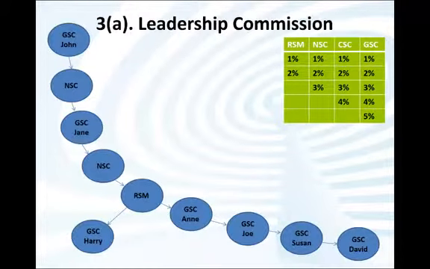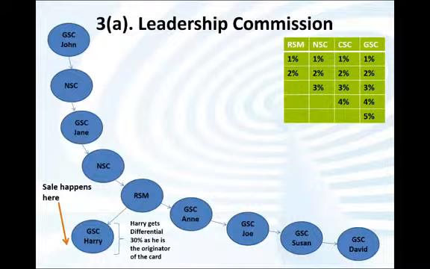To give another example of leadership commission, we will assume that in this example the sale occurred just below GSC Harry. We will assume Harry is the originator of the card, and it is therefore he who receives the 30% differential commission. We are discussing leadership commission here, but if Harry was the originator of the card, he would not only receive the full differential commission, he would also receive the 20% commission for originating the card.